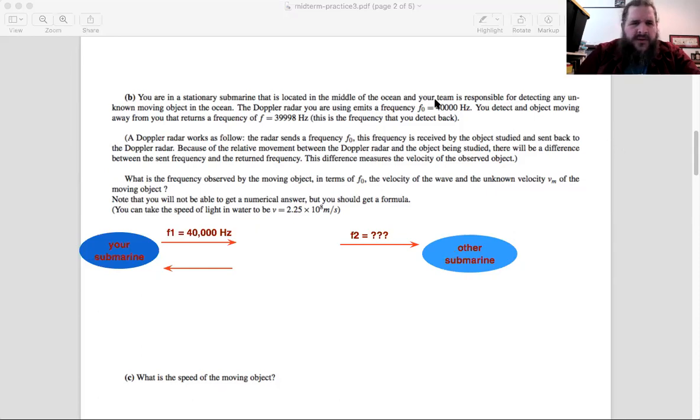Or does it say it's moving away? Let me find that. Oh yeah, it does say an object moving away from you. So we do know that the other submarine is moving away. So we may as well mark that. We know that it is moving away. So this is the velocity of the other submarine. But we don't know how fast it's moving, of course.